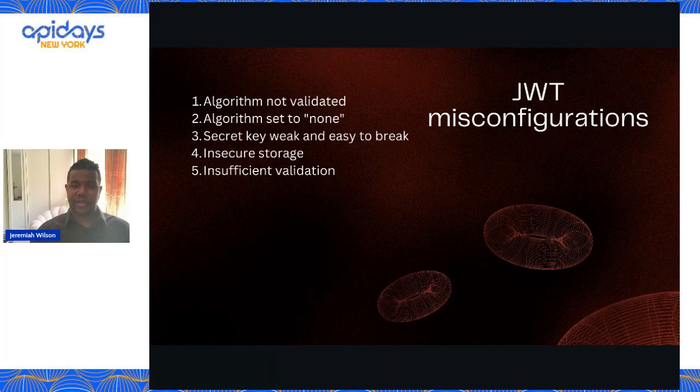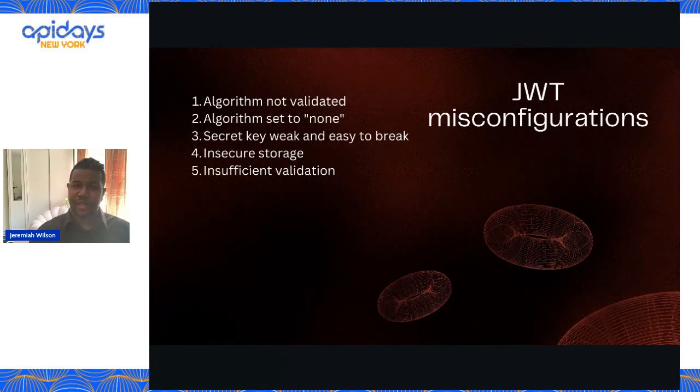A secret key weak and easy to break. So like I said, the server validates the secret. And there's ways that you can try to find out the secret. And if you are able to find it out due to the secret being weak or being something that's easily guessable, then you have a big problem on your hands, because then someone can self-sign the JWT. And if they can do that, then they have now gained unauthorized access to whatever resources they were trying to be kept out of.